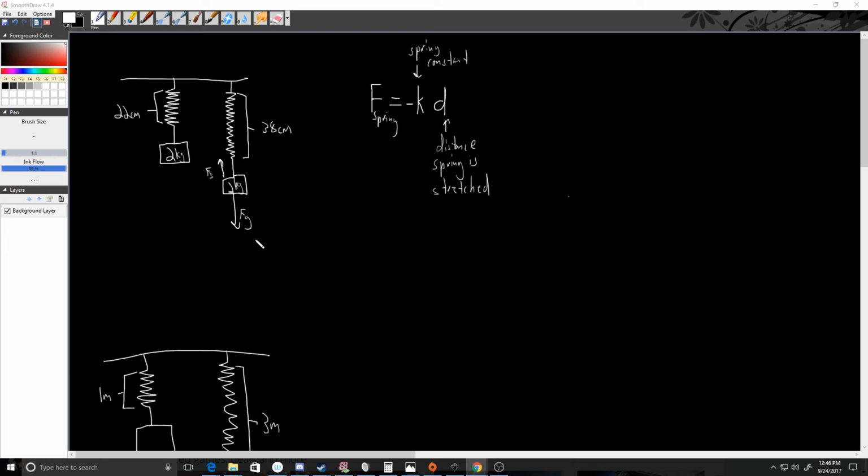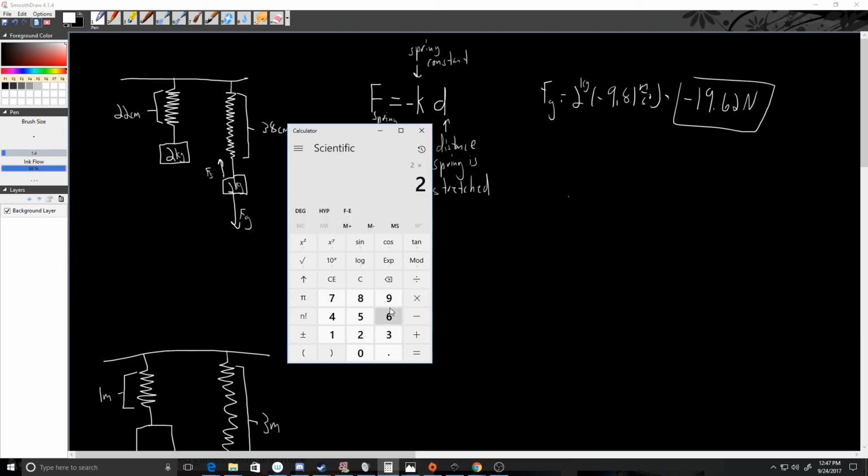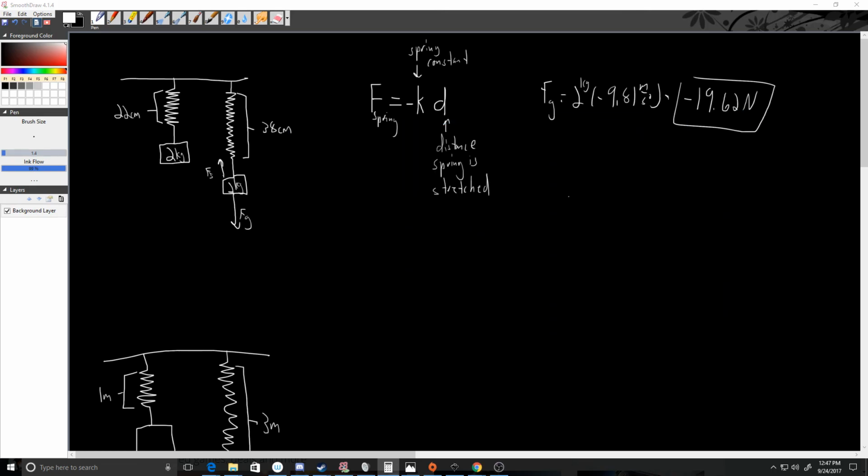So first thing I would suggest doing is let's find F of g, which is equal to 2 kilograms times negative 9.81 meters per second squared. I'm going to guess that we end up with negative 19.62 newtons. I have a calculator, we can do that quick. 2 times 9.81, 19.62. Good. All right, move that off to the side.